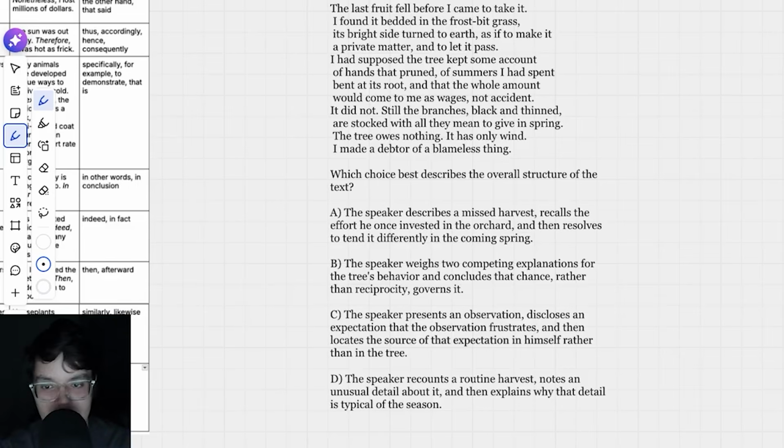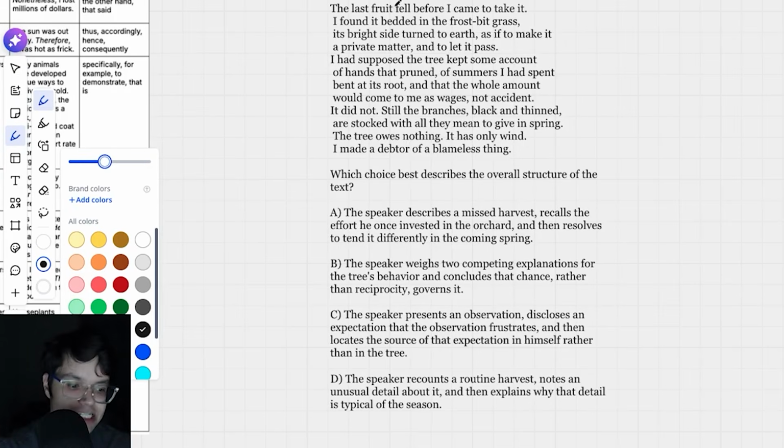Okay, so we're looking at this random poem now. It's a poem about an orchard in late autumn, so apple orchards, something like that. "The last fruit fell before I came to take it." So it's saying that a fruit like an apple fell on the ground. "I found it bedded in the frostbit grass." Okay, so it fell in the grass, and the grass was cold, all that stuff.